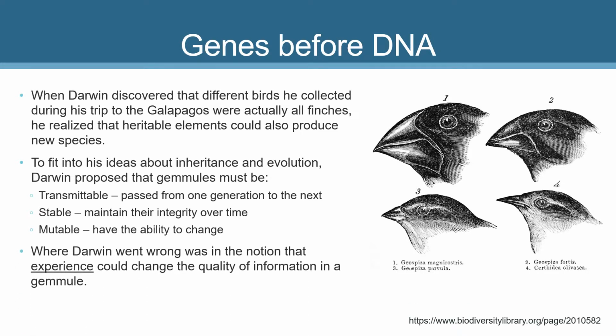Where Darwin went wrong was in the notion that experience could change the quality of the information in a gemule, and that by simply being exposed to an event, for example, a beak pecking against a hard rock or a mouse losing its tail, would change the composition of the gemules in the next generation. Darwin could never reconcile this idea with his theory of evolution.